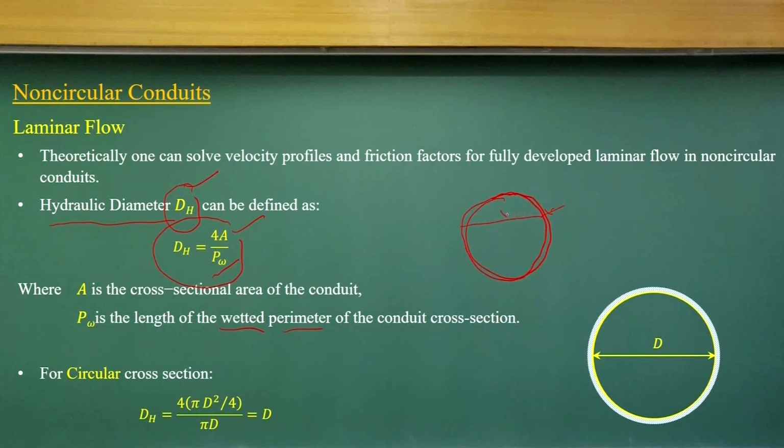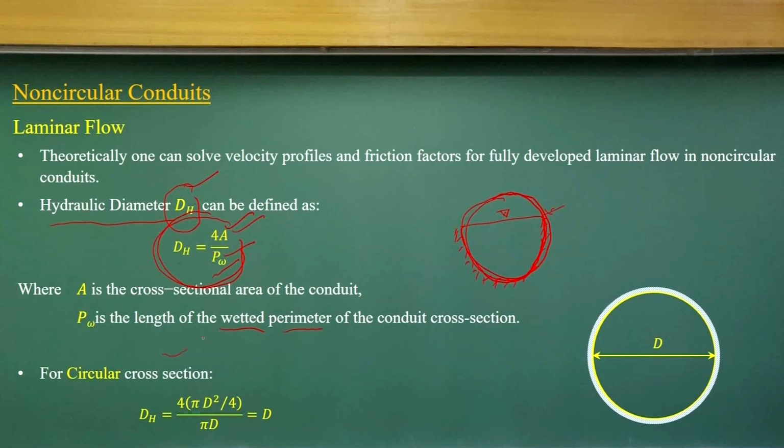But if I have the pipe flowing half filled, then I will consider only the wetted part of the perimeter. I am just highlighting that we need to consider the wetted perimeter and the area, then we can compute the hydraulic diameter. Okay, as an equivalent diameter we can get it.